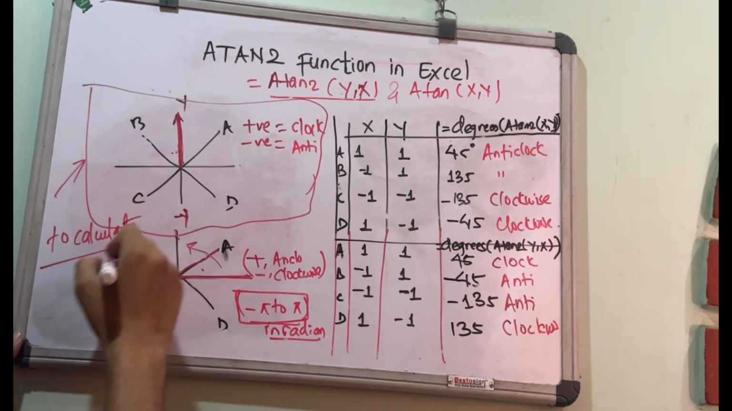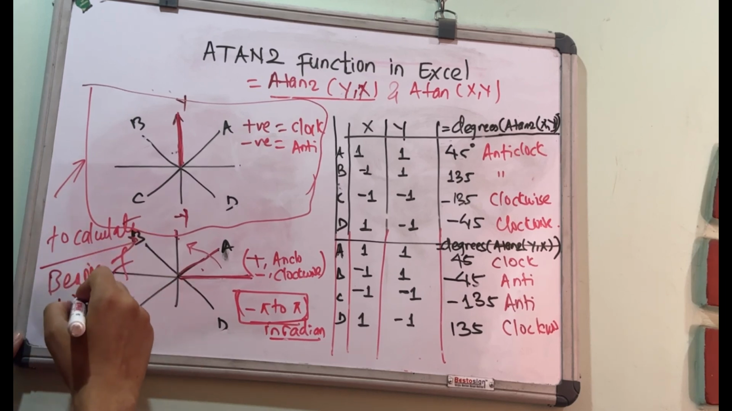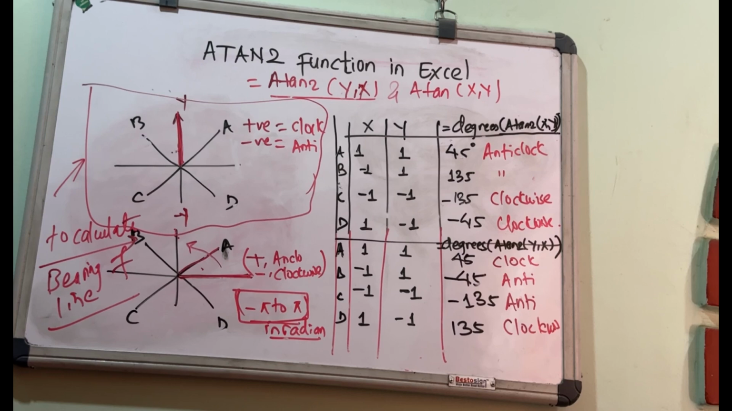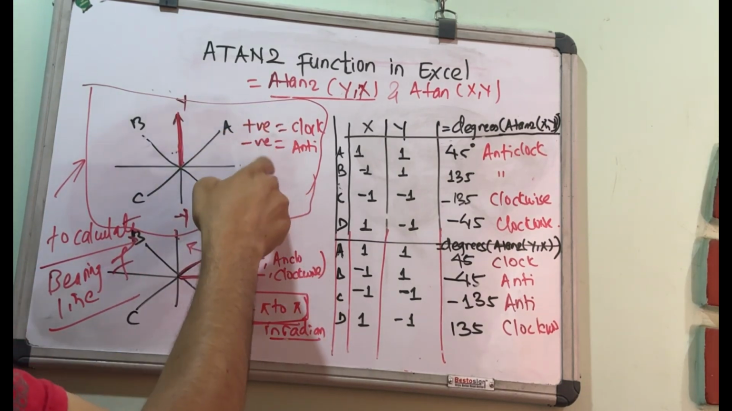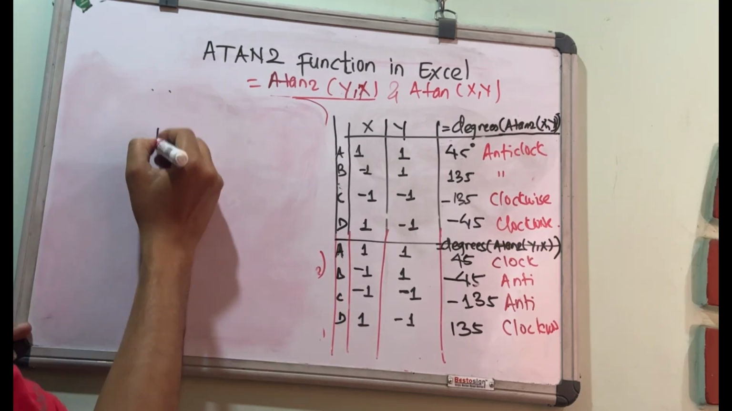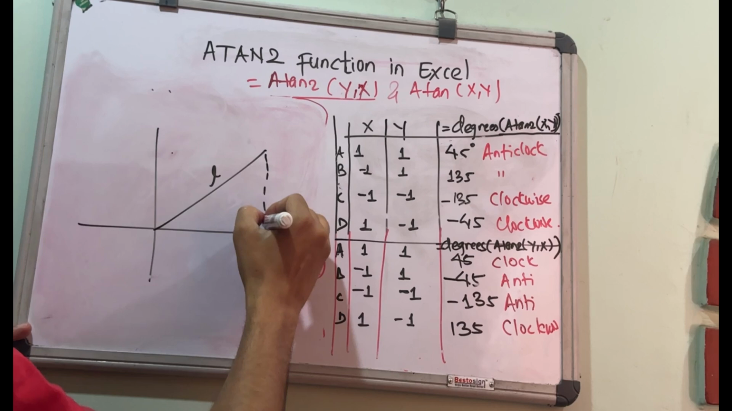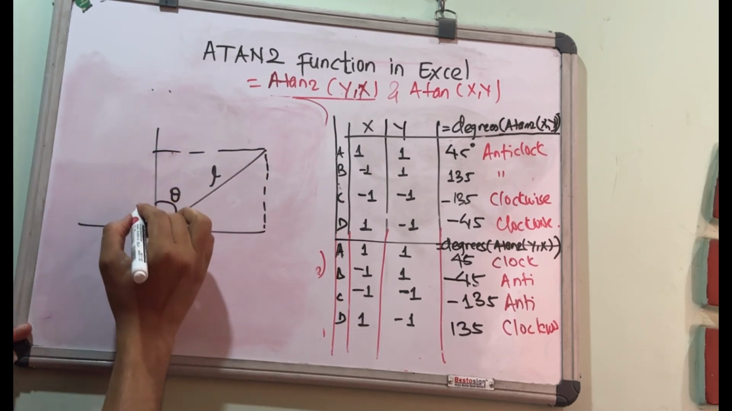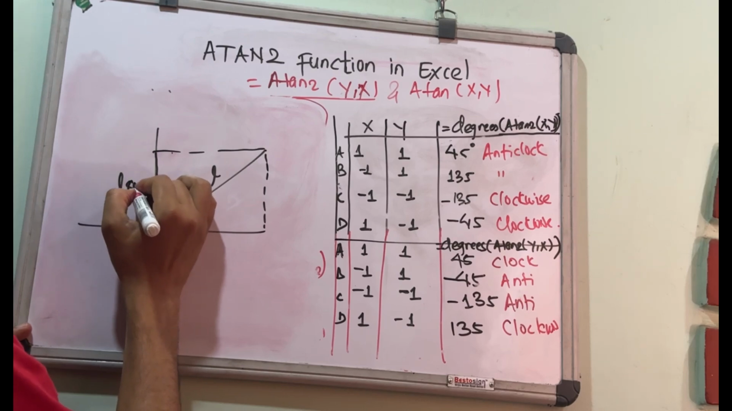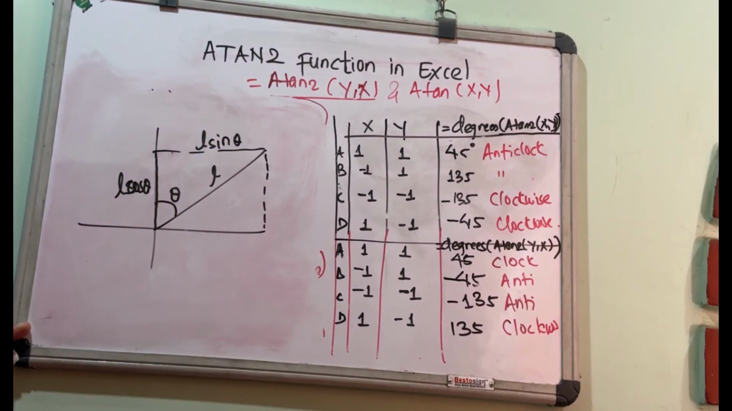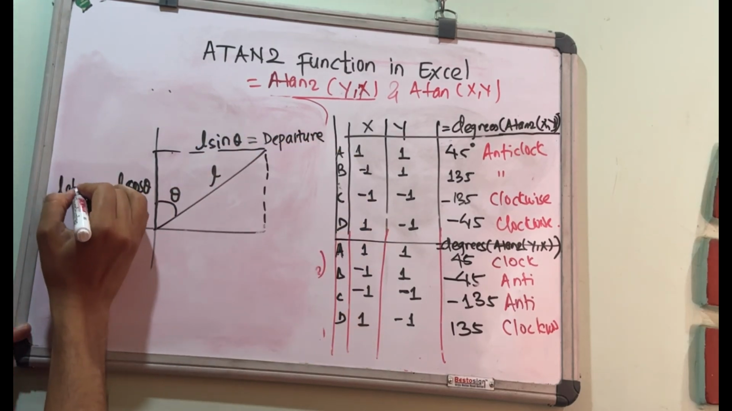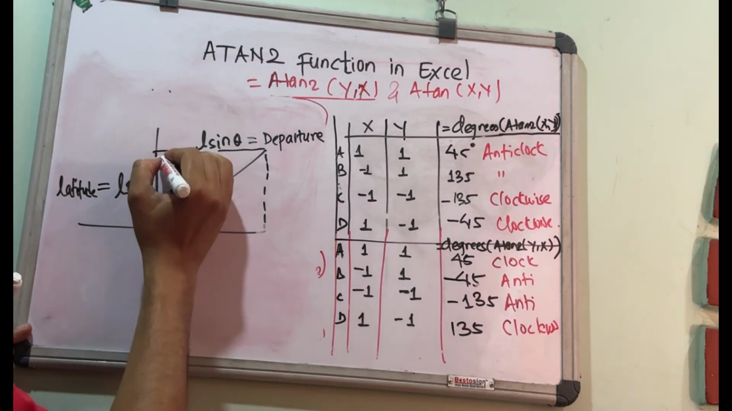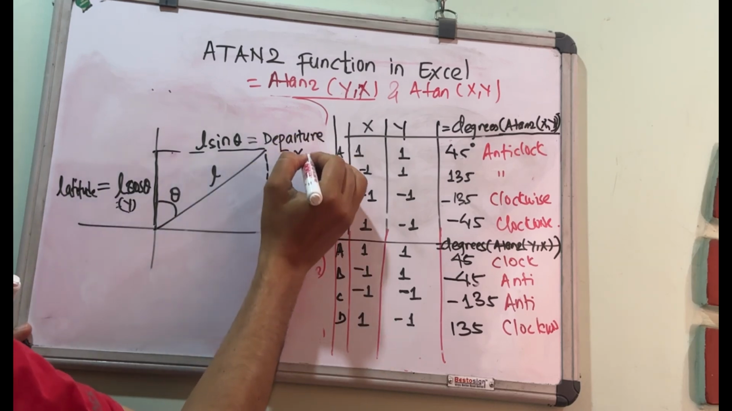Now I will show you how you can use this in surveying to calculate the bearing of a line. You have to understand this concept to calculate the bearing from latitude and departure. Let's understand it in terms of latitude and departure. If this is in the first quadrant and the length of this line is L, and you want to get the angle, then this line will be L cos theta and this will be L sin theta. You all know that L sin theta is departure and L cos theta is latitude. So that is representing y and this is representing the x coordinate.